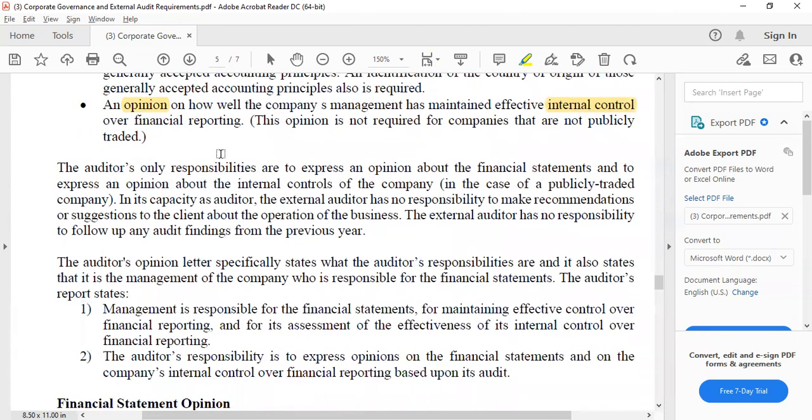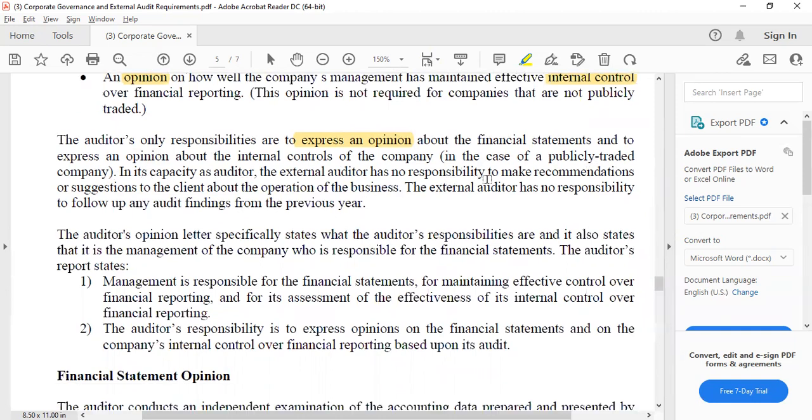The auditor's only responsibilities are to express an opinion about the financial statements and to express an opinion about the internal controls of the company in the case of a publicly traded company. In its capacity as auditor, the external auditor has no responsibility to make recommendations. So again, the external auditor has no responsibility to make recommendations or suggestions to the client about the operation of the business. So kaning mga recommendations or suggestions, we can ask this from the internal auditors, not from the external auditors. The external auditor has no responsibility to follow up any audit findings from the previous year.